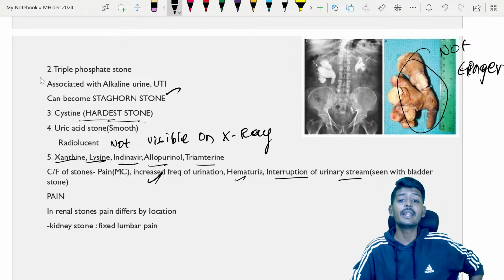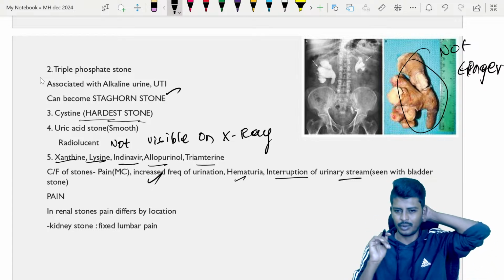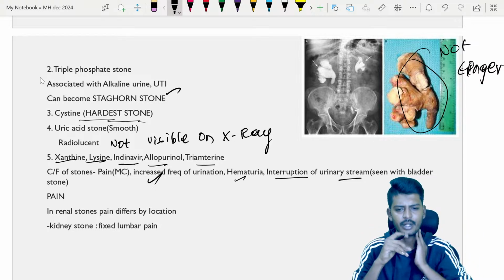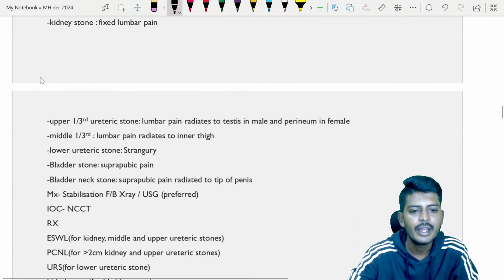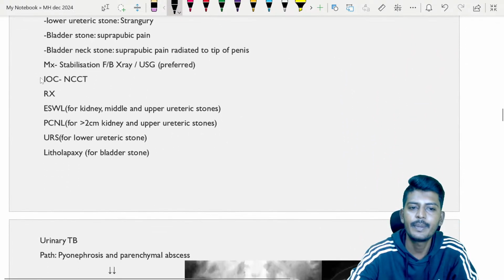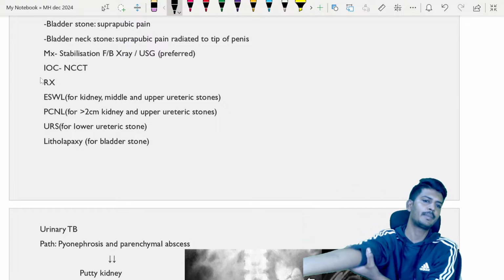That is, there is difficulty in flow, difficulty in forming the stream, especially if it is present in the urethra. Okay, especially in the bladder and urethra stones, especially bladder stone. Okay, urethra stones usually lead to obstruction. The bladder stone will pass into the urethra. That's it. Now the next important aspect, I want you to remember this particular aspect.